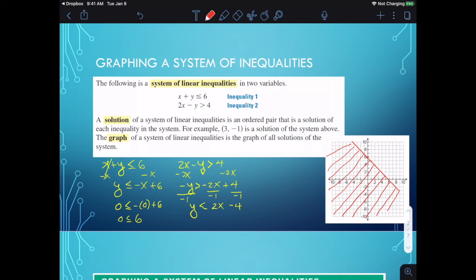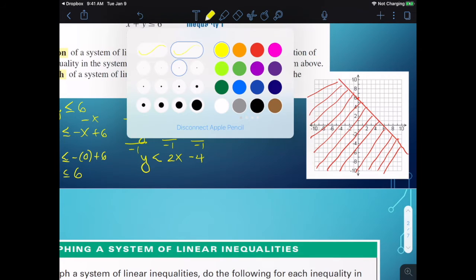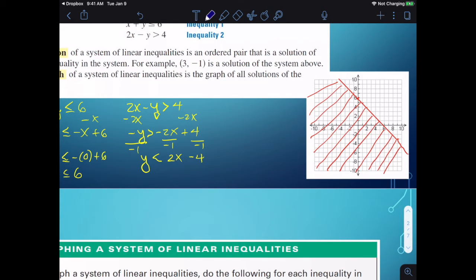And as we do that, the light shading will just help us to determine. The next thing we're going to do is graph now the other line, y is less than 2x minus 4. Now remember, that one says less than only, and so it's going to be a dashed line. So I'm going to go ahead and change the color that I'm shading in. Let's do a blue. And let's go to negative 4. So we're going down to negative 4 on the y-axis and put a point there.